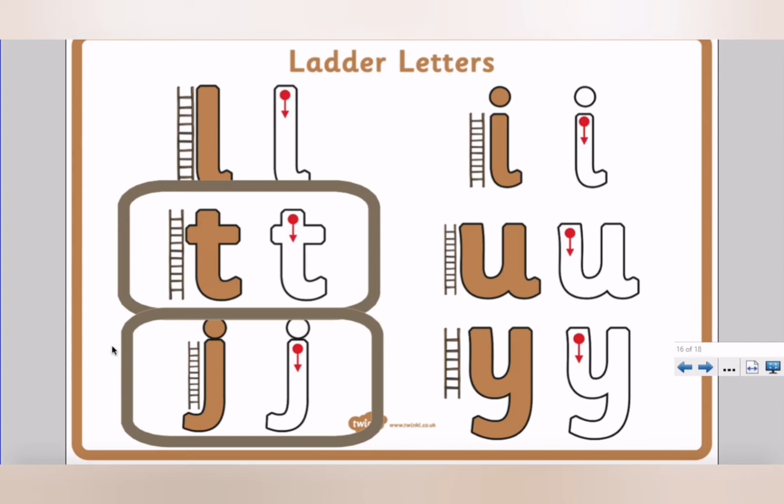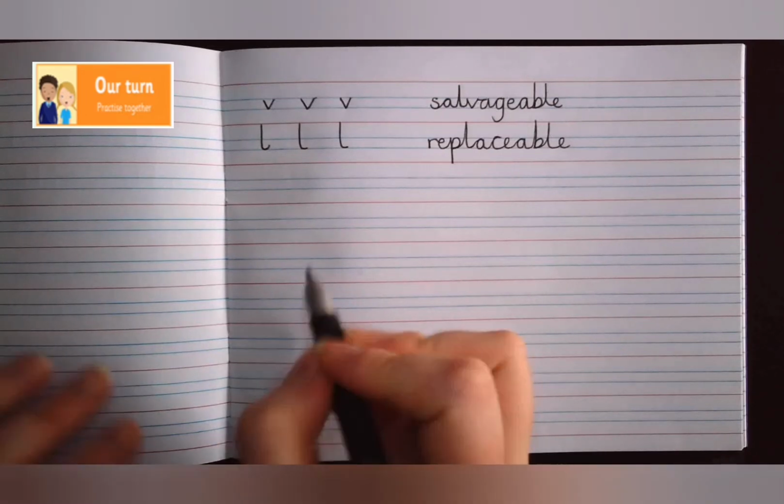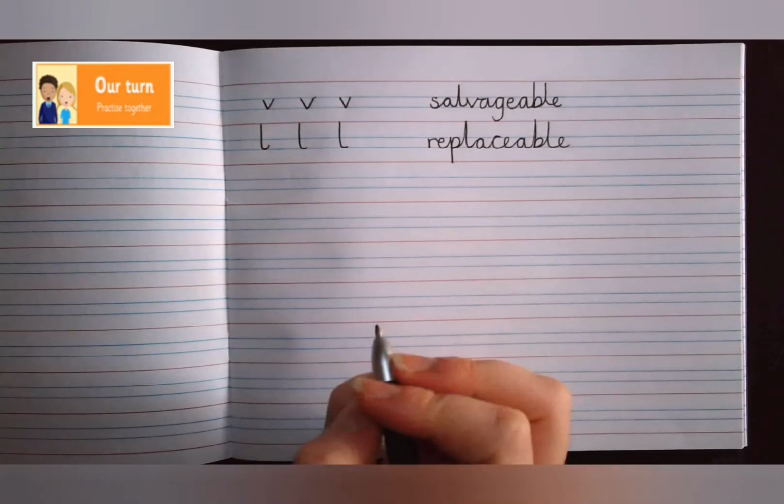It's our turn. Okay, so the two letters we're looking at today, as I just mentioned, are T and J. As you can see, I've got my handwriting from yesterday. I'm just going to do this underneath. The letter I'm going to start with is T.